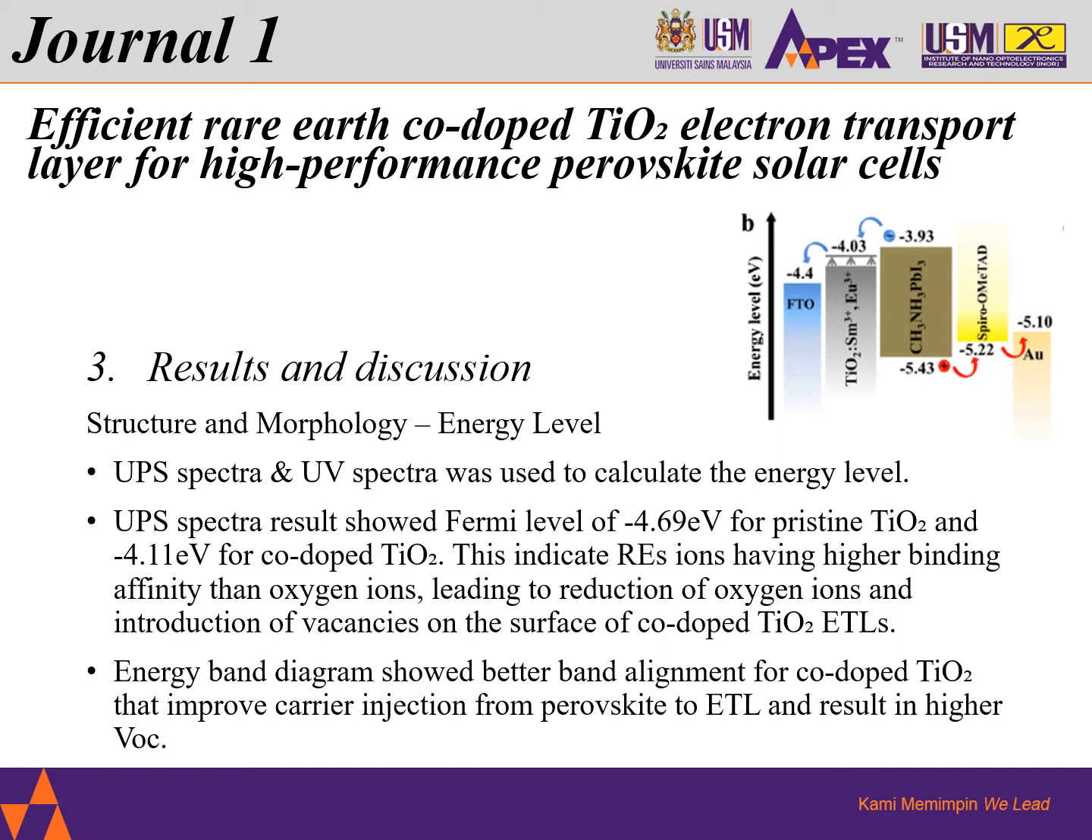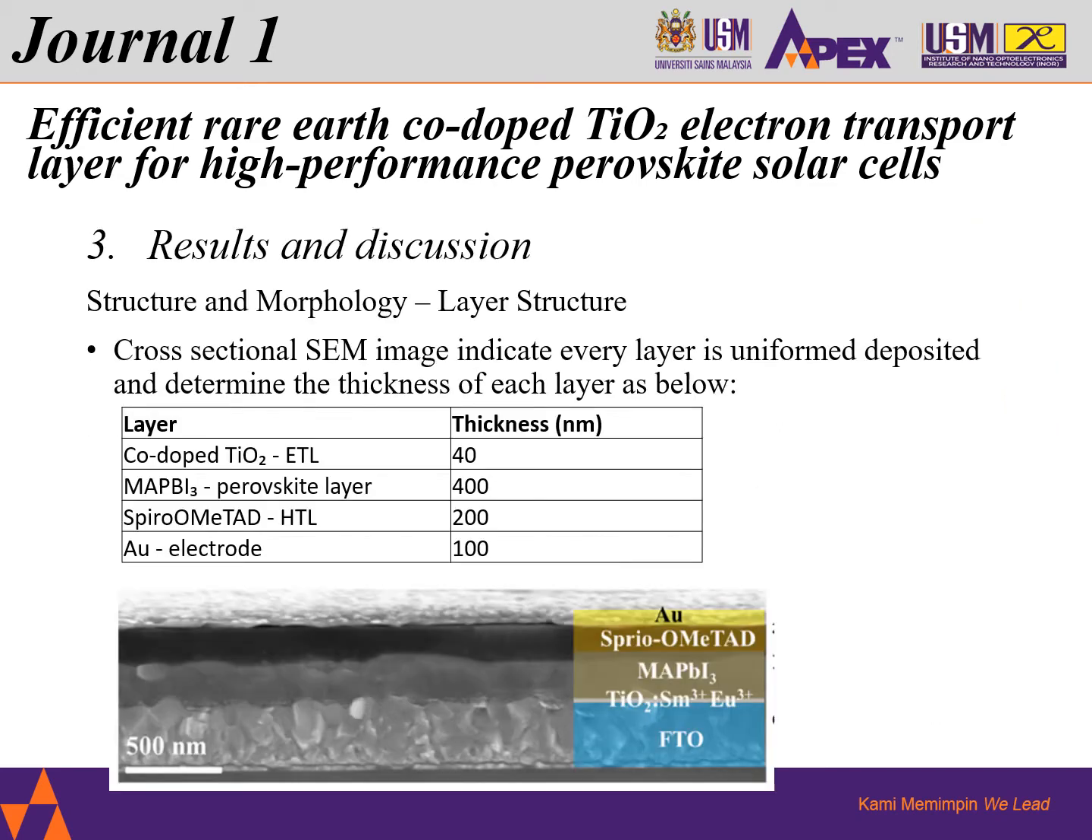Another result you can see from this image is that the energy band diagram shows very good band alignment for the co-doped TiO2, which is able to improve the carrier injection from the perovskite to the ETL and result in higher VOC. This slide here shows the cross-sectional SEM image of the sample itself.